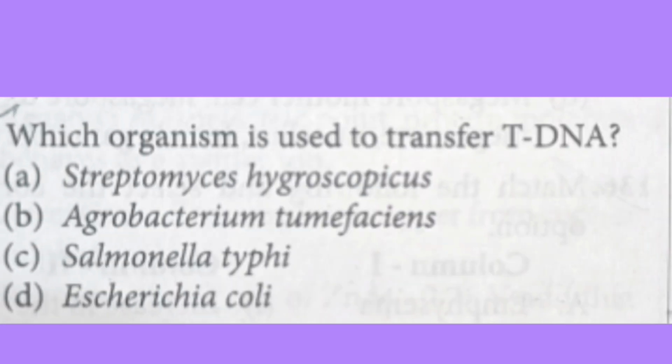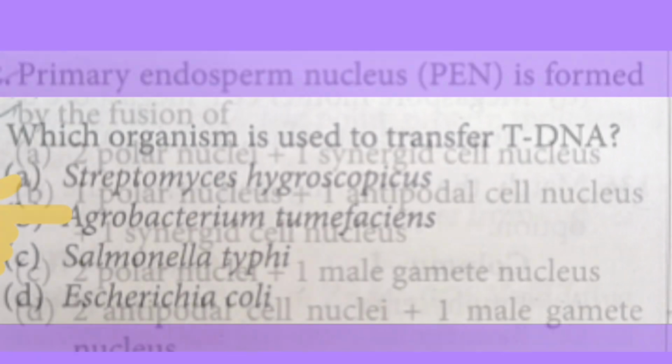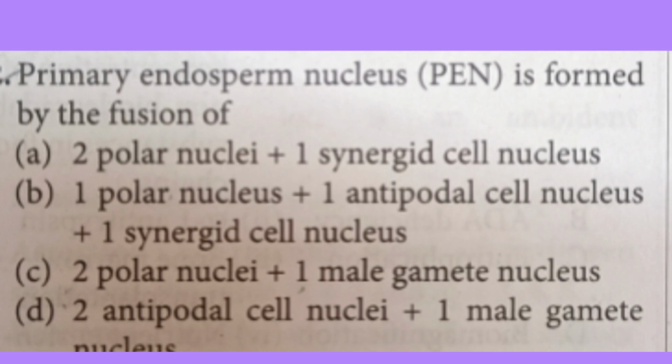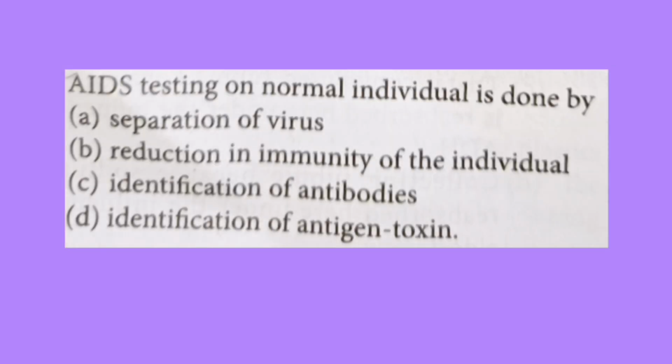Which organism is used to transfer tDNA? The correct answer is B, Agrobacterium tumefaciens. Primary endosperm nucleus is formed by fusion of? The correct answer is C, two polar nuclei plus one male gamete nucleus. AIDS testing on normal individual is done by? So the correct answer is option C, that is identification of antibodies.